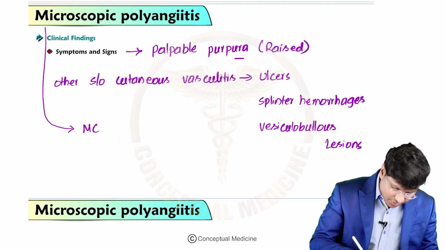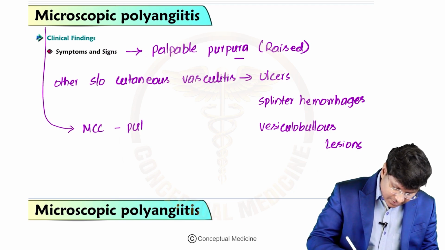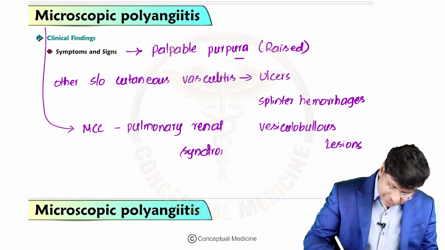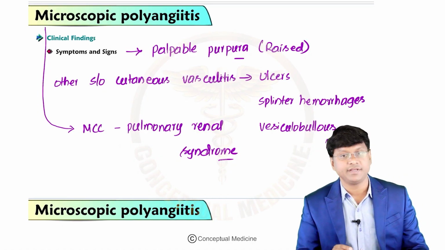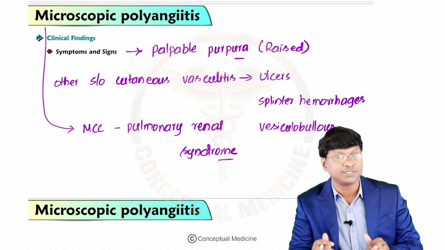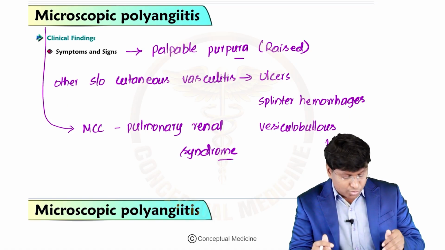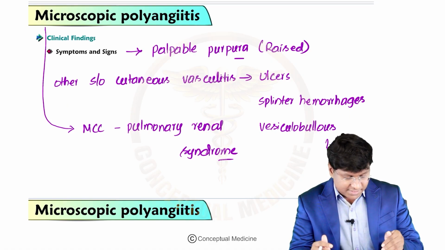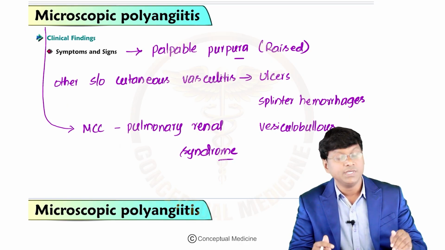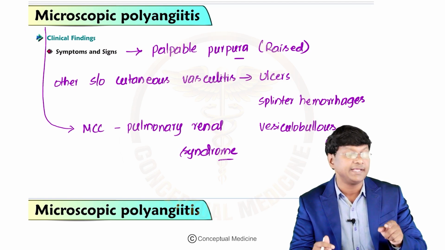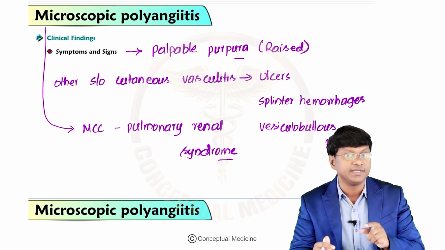It is the most common cause for development of the pulmonary renal syndrome. The most common cause for the development of this pulmonary renal syndrome is microscopic polyangiitis, and it is several times more common than anti-glomerular basement membrane disease.